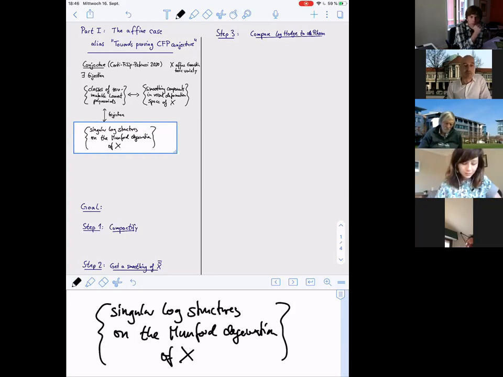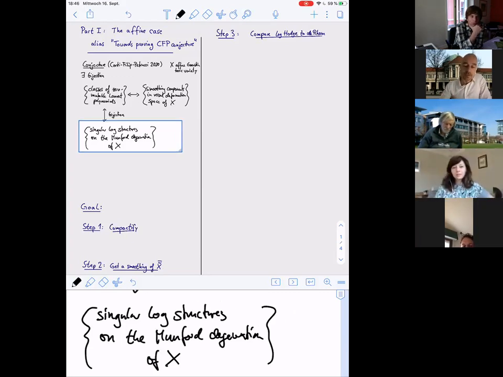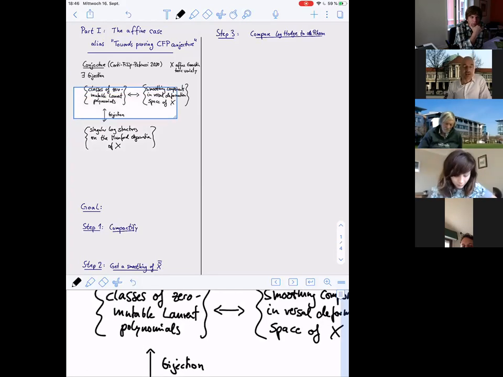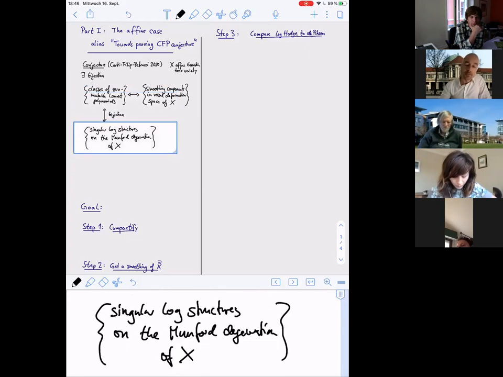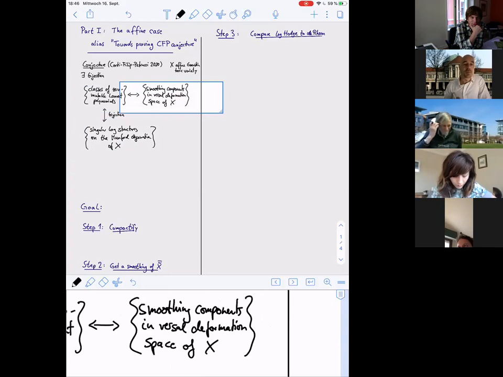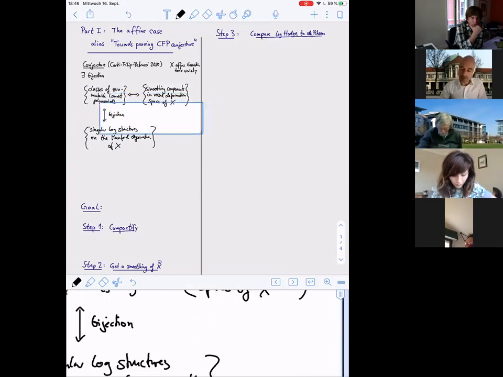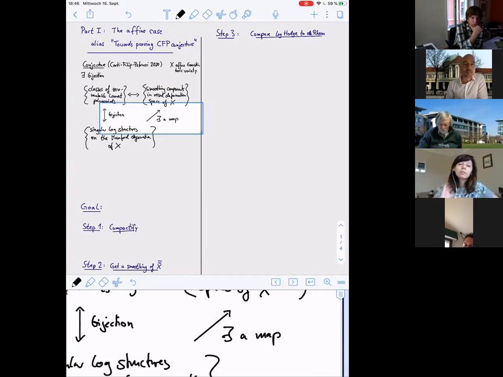That process of putting a log structure on is not canonical, but the choice of log structure is in bijection with the left-hand side here, which is the class of zero mutable Laurent polynomials. And then you're good enough if you make a bijection between the bottom thing and the right-hand side, which are the smoothing components. So what we're going to prove in this talk is that there exists a map here. In order to know that it's a bijection, it's extra work that we might be able to do in the future or not. But let me just focus on that now.